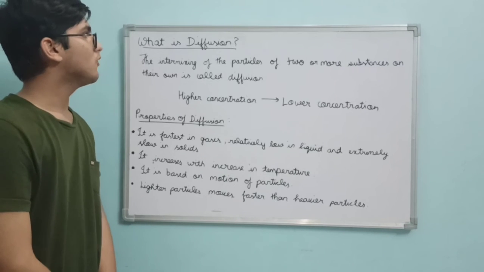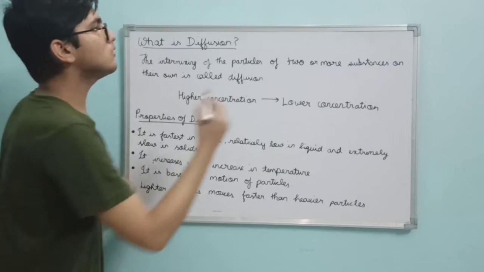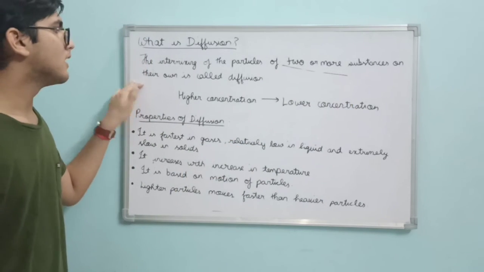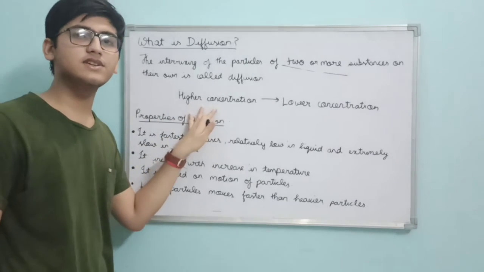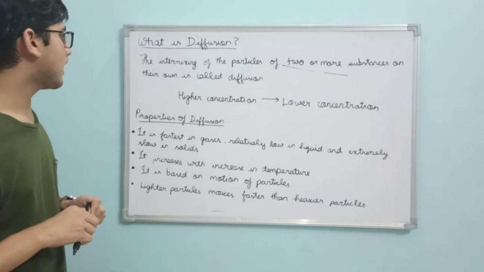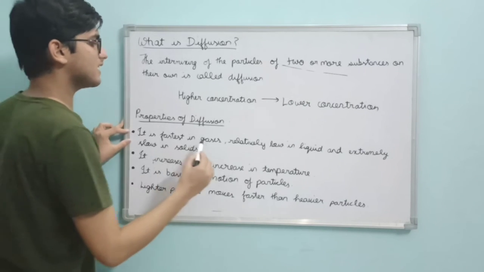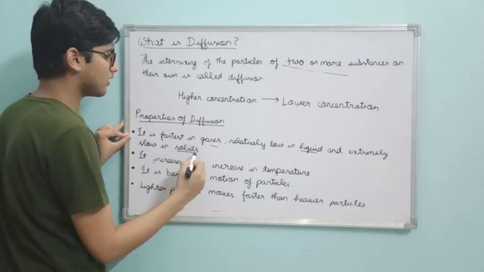Now let's see what diffusion is. The intermixing of particles of 2 or more substances on their own is called diffusion. The diffusion process usually takes place from higher concentration to lower concentration. Now let's see the properties of diffusion. First property: it is fastest in gases, relatively slow in liquids, and extremely slow in solids.